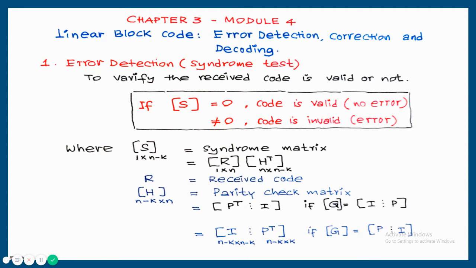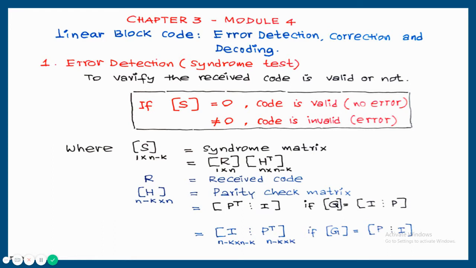Syndrome matrix S is equal to 0: the received code is a valid code, that is, there is no error. If the syndrome matrix is not equal to 0, that is an indication of an error in the received code, that is, the code is invalid. So the function of the receiver is to first verify whether the received code is valid or invalid. This result can be obtained after calculating the syndrome. So now we'll study how to calculate syndrome.